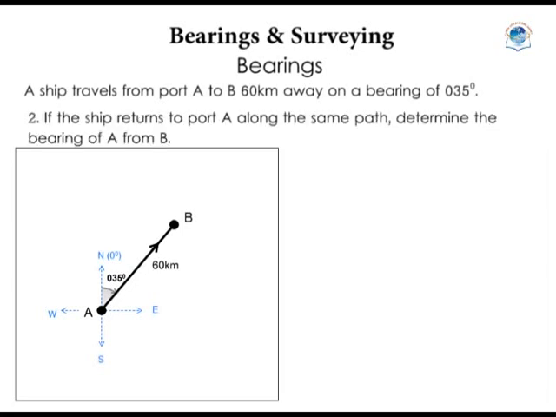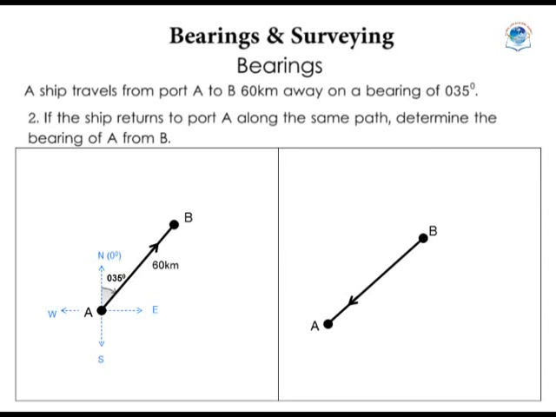Now, if the ship returns to port A along the same path, determine the bearing of A from B. So this is the path back from B. The distance is the same. So we draw a compass at B. Then remember to measure the angle from north. So all this angle here. This angle is 180 degrees. Then there is an additional angle here which we don't know yet.